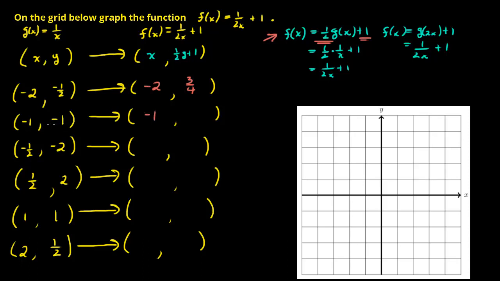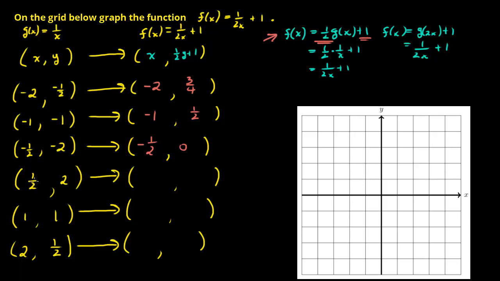For my next point, -1 comma -1 maps to -1 comma, let's think about what the y value would be. Well, I have to multiply -1 by 1/2. -1 times 1/2 is -1/2. -1/2 plus 1 is just 1/2. Let's now transform this point. The x value stays the same because we're only doing vertical transformations here. There's no horizontal transformations. The y value would be 1/2 times -2, which is -1. -1 plus 1 is 0.